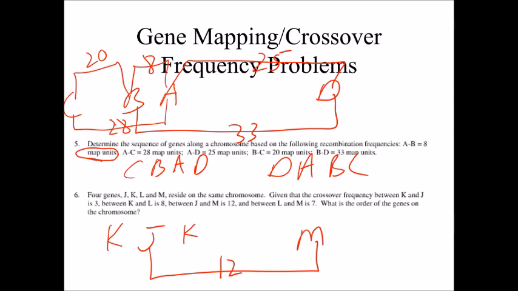We need to figure out which side K is on. So it would be nice if we had a comparison between K and M. We do not. So let's look at J. Actually, let's look at L. L and M cross over 7% of the time. L and K cross over 8%. So that's telling me that L has to be somewhere between J and K. So we're going to put L somewhere right here. L and M cross over 7% of the time.